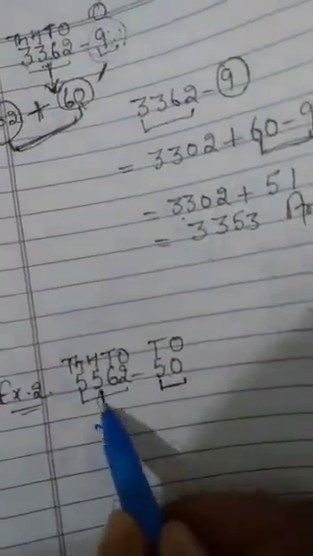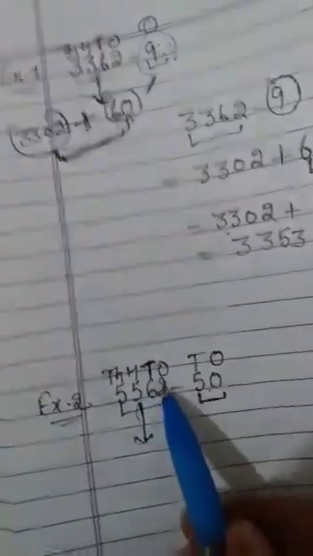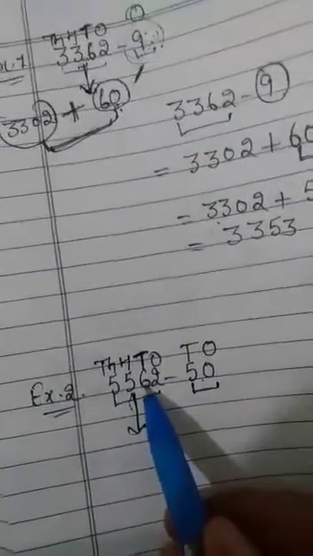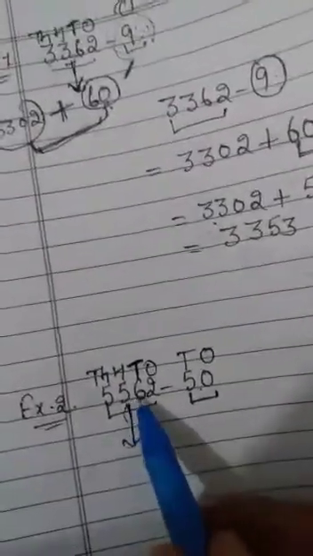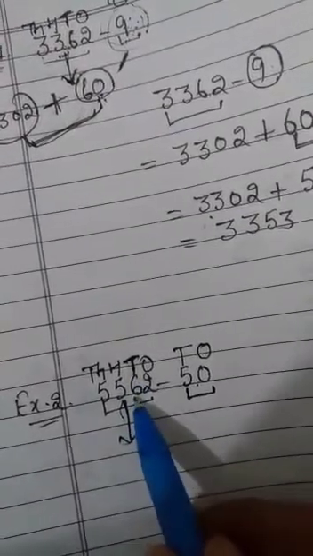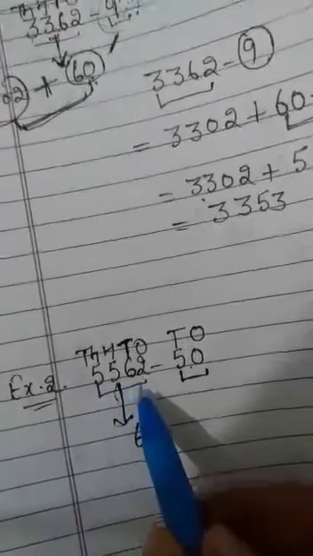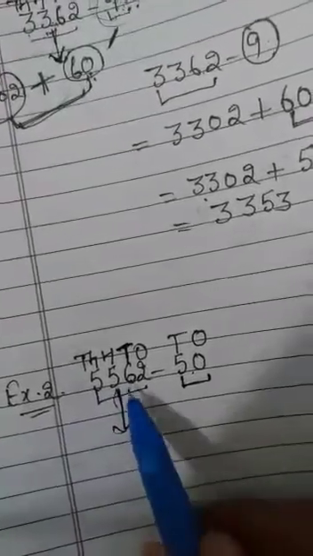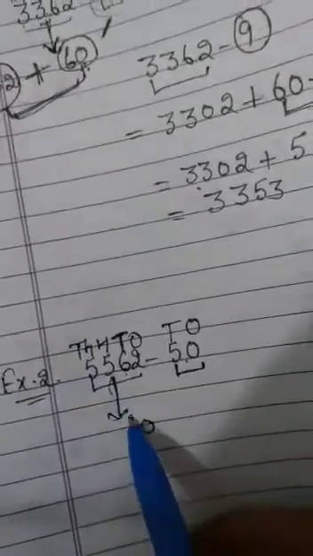But in what tens? We check the tens digit. At the tens place, which digit? 6. So the place value of 6 is 60. If the digit at the tens place is 7, then we write 70 there. 7 place value is 70, 8 place value is 80, 9 place value is 90. But there is a 6, so we write 60 there.